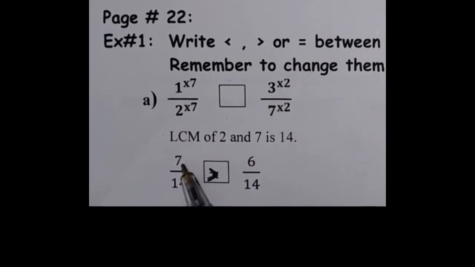Now we can see that 7 is greater than 6. That's why the whole fraction, 7 upon 14, is greater than 6 upon 14. Now complete this exercise with the help of this video. It's page number 22, exercise number 2.